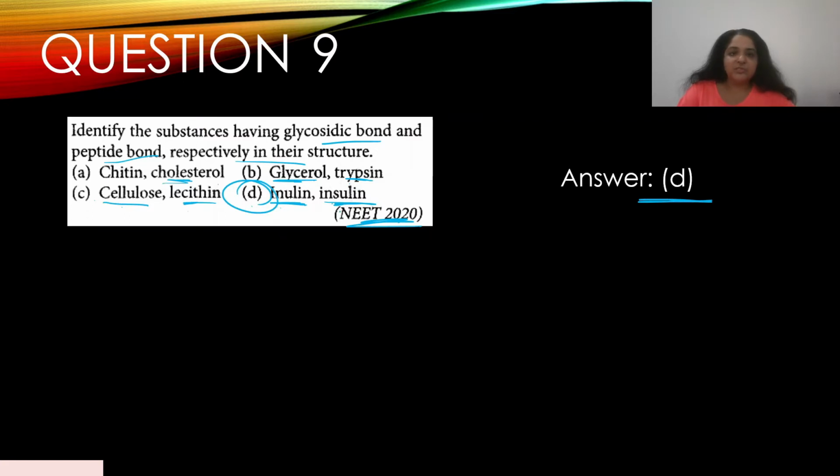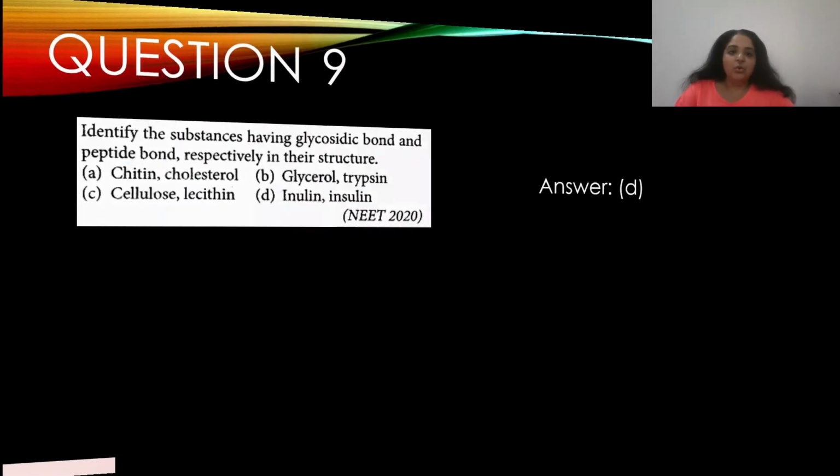Trypsin is an enzyme, right? Glycerin is phosphoglyceride, no. Cellulose, yes, there's a glycosidic bond here, but it doesn't match the option. Chitin, cholesterol, no, again doesn't match. Although chitin has a glycosidic bond, cholesterol is a lipid, so there's no peptide bond there. So if you go through A, B and C, obviously option D is the appropriate answer. It's inulin and insulin. Okay, let's move on.